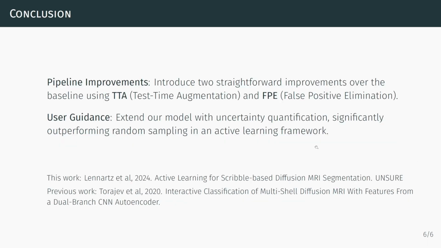In summary, we introduced two key improvements to the diffusion MRI segmentation pipeline. First, we enhanced the automated inference with test time augmentation and false positive elimination. These strategies, quite straightforward improvements, significantly increase the segmentation accuracy from the initial scribbles, even before active learning begins.